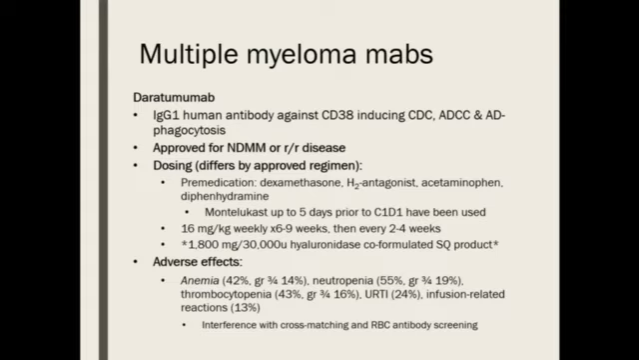And we have had quite a bit of success with using montelukast with a 5-day run-up prior to cycle 1, day 1. And this was really a remnant of our previous product, the IV dosing, which I've got here on the slide, 16 mg per kg weekly. And the dosing would vary. But the most contemporary thing is using a co-formulated 1,800 milligrams with 30,000 units of hyaluronidase as a co-formulated subcutaneous product, which has kind of taken over for IV daratumumab.